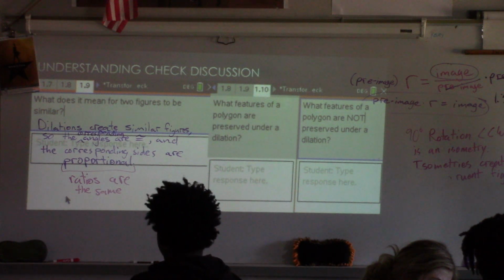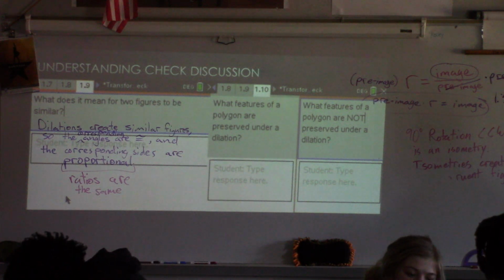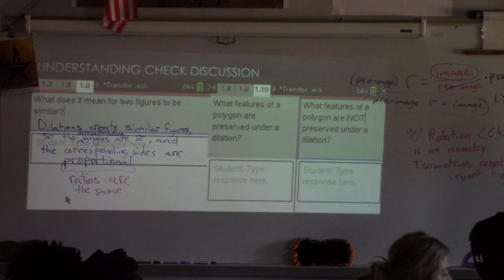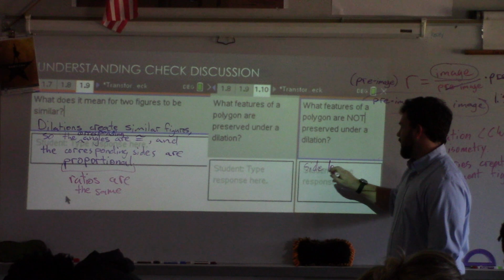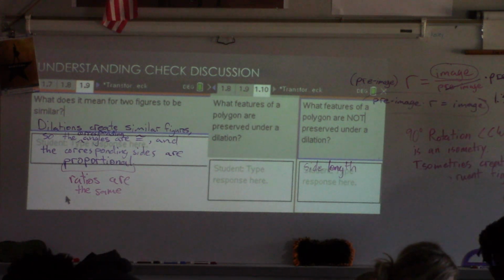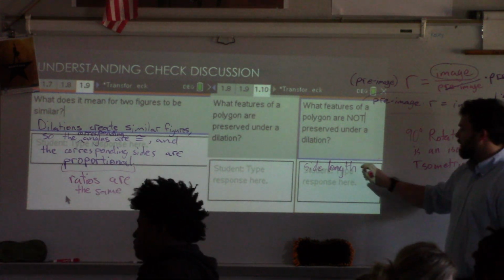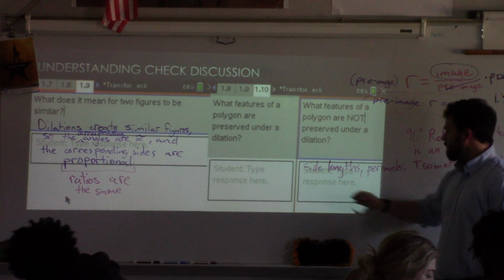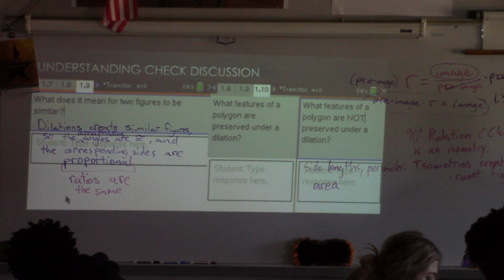if we talk about a dilation, which 1.7 and 1.8 were dilations, are the side lengths the same after a dilation? No. So are those features preserved? No. Side lengths are definitely not preserved. In fact, everything to do with size is not preserved. What features deal with size? Side lengths, perimeter, area. Angle measures, or no, angle? Nope. Angle is one of the few things that was preserved.